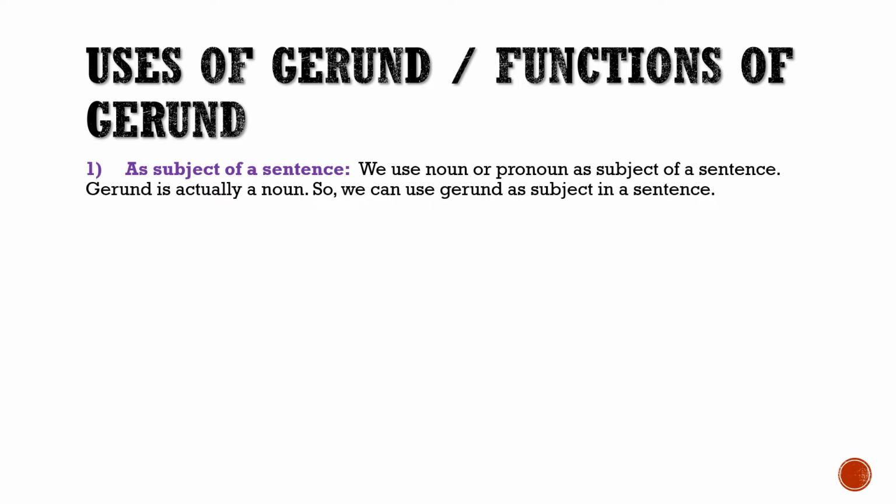So you know that we use noun or pronoun as subject of a sentence. তোমরা জানো যে আমরা বাক্যে কোনো noun বা pronoun কে subject হিসেবে ব্যবহার করে থাকি. So as you have already known that gerund is a noun and it is formed from verb, so we can use gerund as subject in a sentence, right? Let's see some examples.